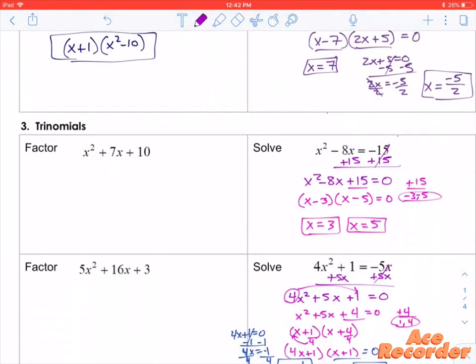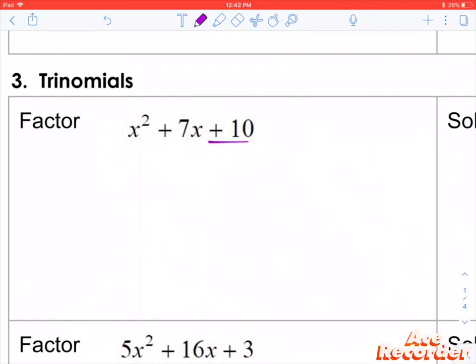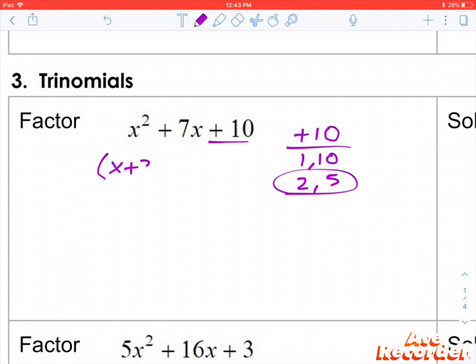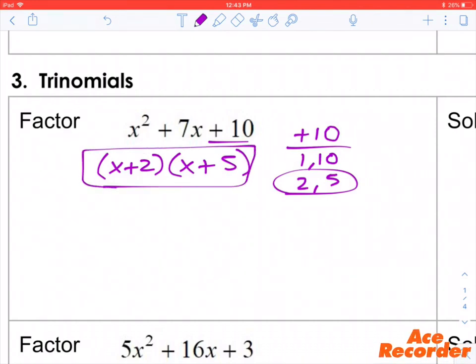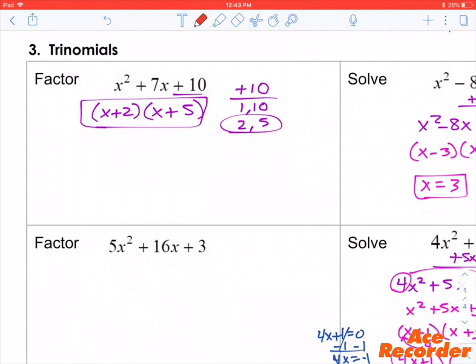So, number 3, trinomials. So again, on the right side, we had to get those equal to 0 first, but here we don't have to do that. We're just factoring. So what 2 factors of positive 10 give you 7? So 1 times 10, 2 times 5. So 2 plus 5 is 7, both positive. So x plus 2, x plus 5, and there's our factored form. Nothing else to it. No equal sign, so we're done.